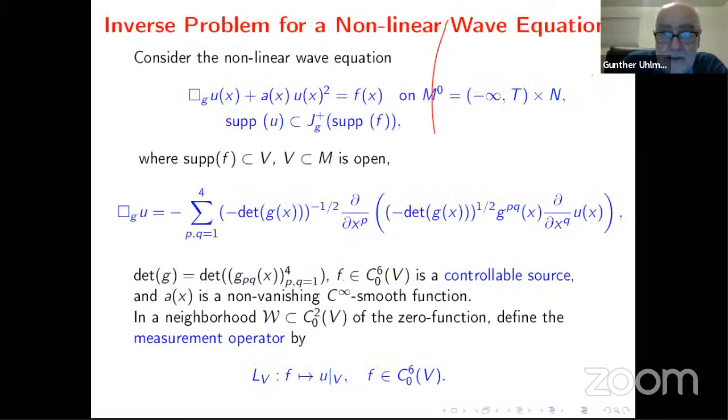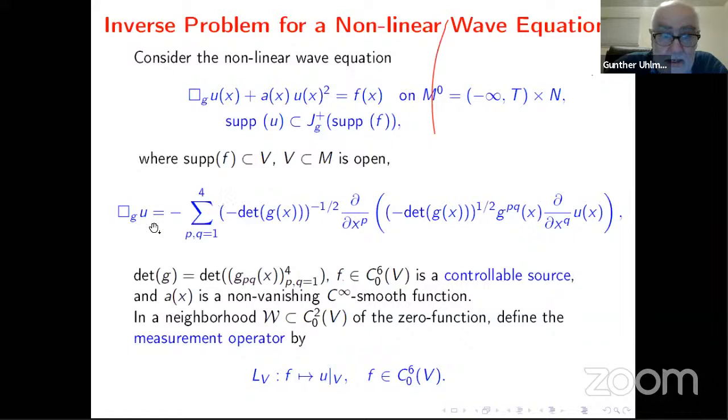Let me give a simpler example. This is a toy model. We're going to consider more physical examples soon. Take the wave equation associated to the metric plus a nonlinear term, a quadratic nonlinear term, and we're going to put sources here. The support of the solution is contained in the solid cone starting in the support of the source. This is in order to guarantee that there is a unique solution. This is causality. And the support is contained in the region where we are observing.